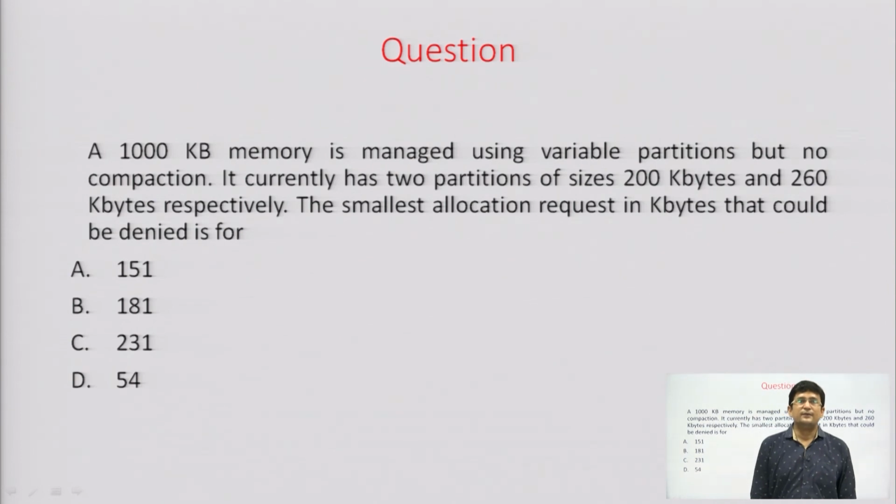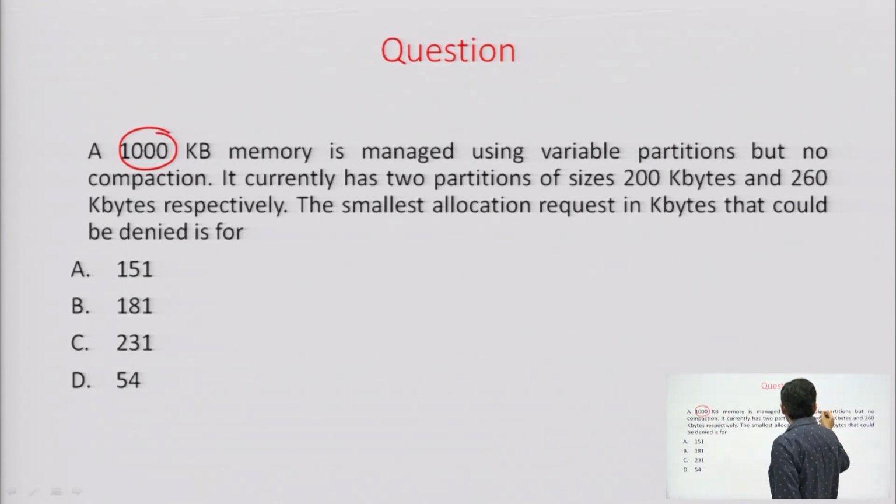Now, here we are taking another question, and this question is saying that 1000 KB memory space is managed using variable partitions, but no compaction. We will discuss compaction later. It currently has two partitions of size 200 and 260. The smallest allocation request in kilobytes that could be denied is for... So, there are various process sizes given, and we have to see which of the processes will be denied memory. Okay. So, it is said that we have 1000 KB of memory.